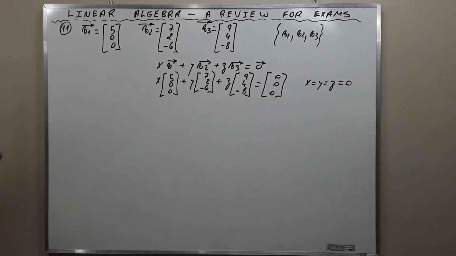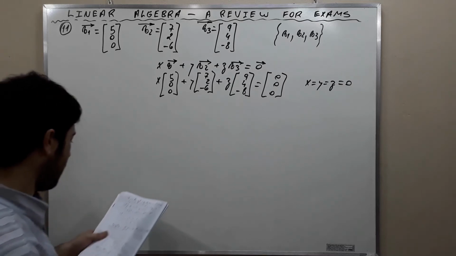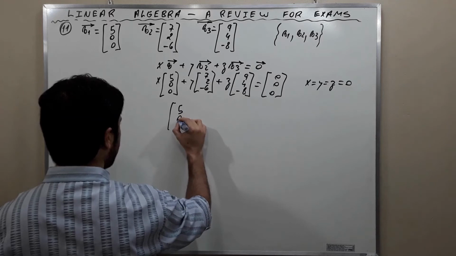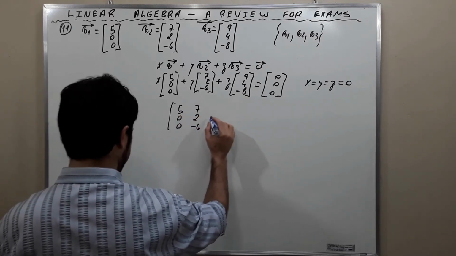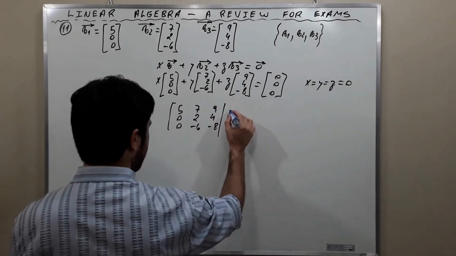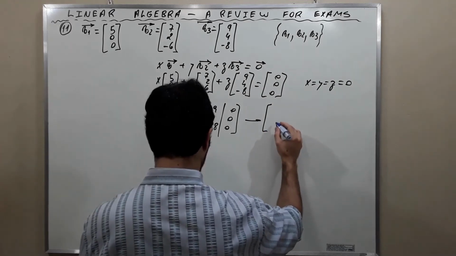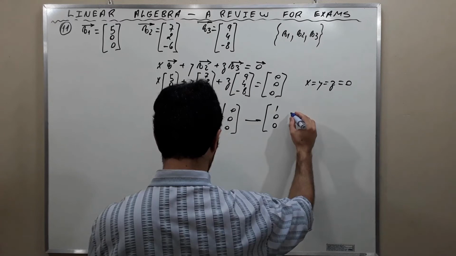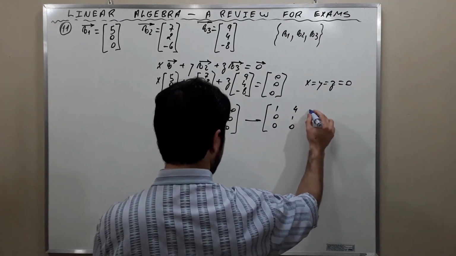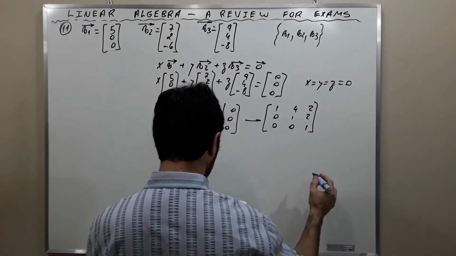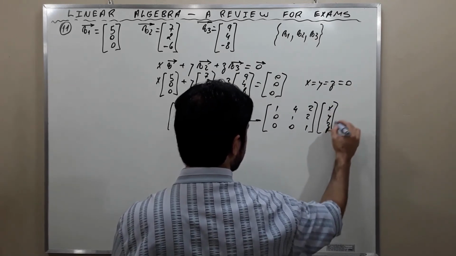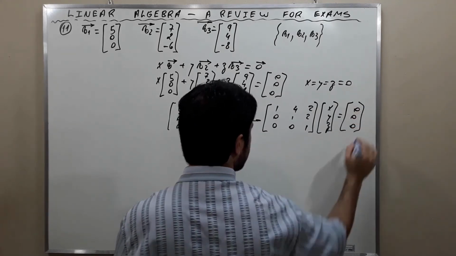Okay? Let's inspect the augmented matrix and see if we can find a relation that is better for us to visualize if they are linearly dependent or linearly independent. Okay, the augmented matrix is this, and if we operate on the rows of this augmented matrix, we find, all right.